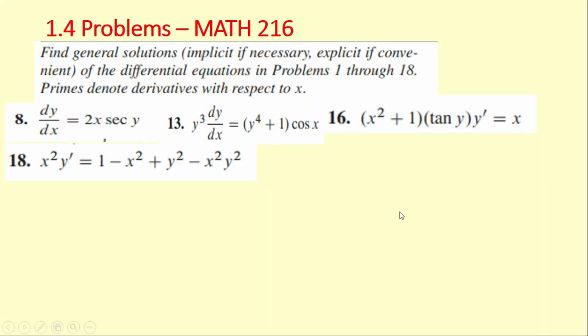Hi guys, in this video we will solve all the problems in chapter number 1.4 of the course Math 216, Linear Algebra and Differential Equations. Let's read this first question. Find the general solutions, implicit if necessary, explicit if convenient, of the differential equations in problems 1 through 18.